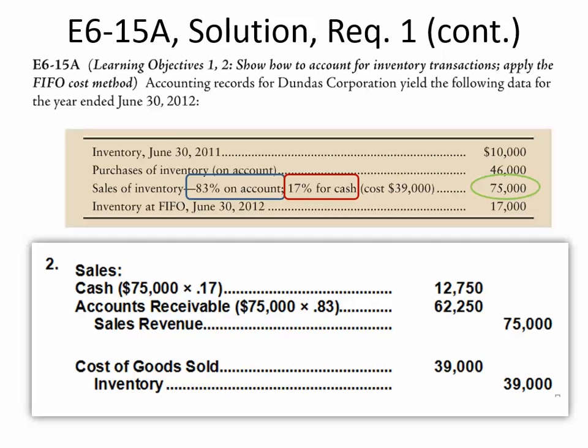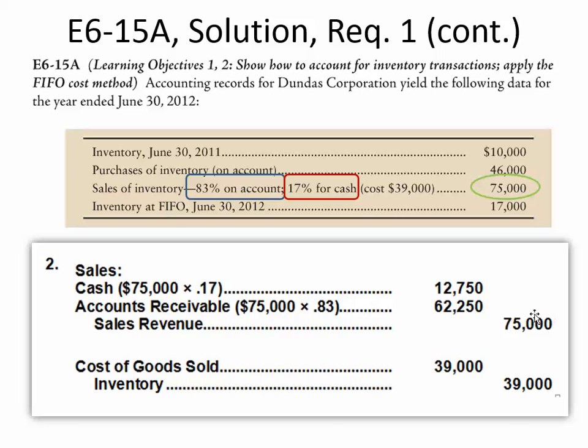Okay, still on requirement 1, we need to do another journal entry. The next journal entry is to account for the sale and the cost of goods sold. When you have a sale, you have two journal entries. The first one is to account for the sale itself. It tells us sales of inventory were $75,000. So we had sales revenue of $75,000. There's that credit in that first entry. So we're going to credit sales revenue for $75,000.